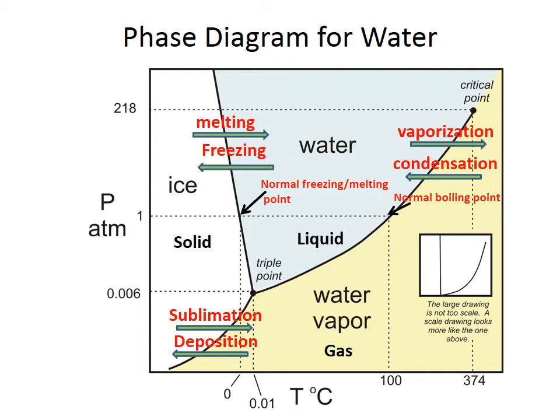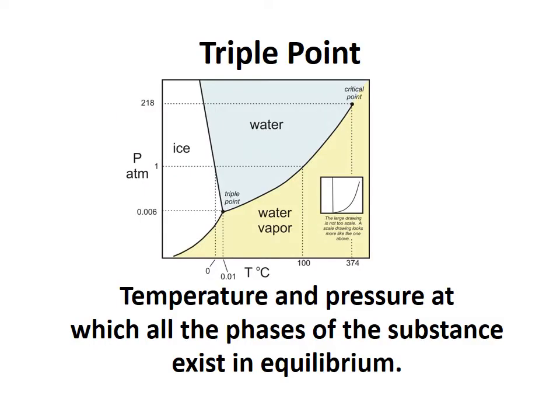Now, there are some other points that we need to mention, and I'll introduce them now, and then we'll talk about them in a little bit. So we have the triple point, which is here. At the triple point, the sample is going to exist in all three phases in equilibrium. And then we have our critical point. We'll see that in a bit.